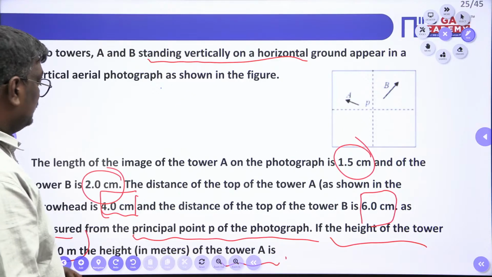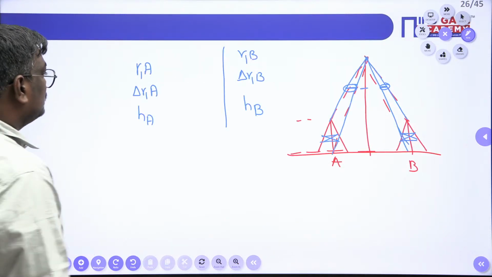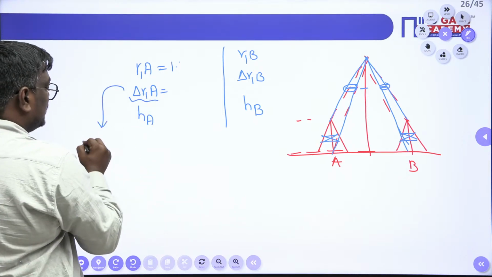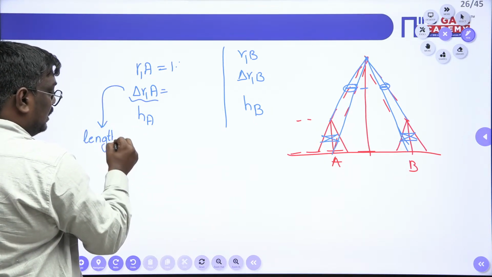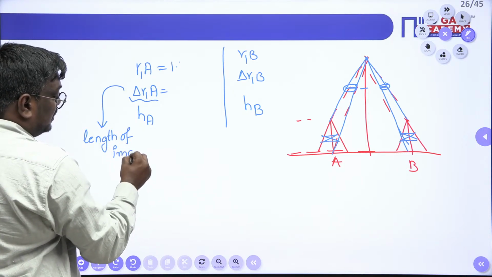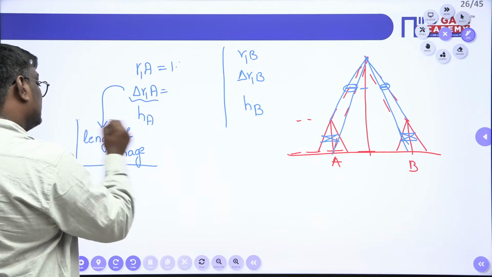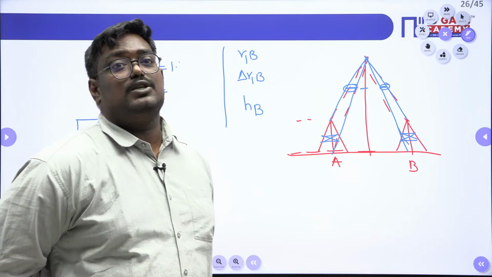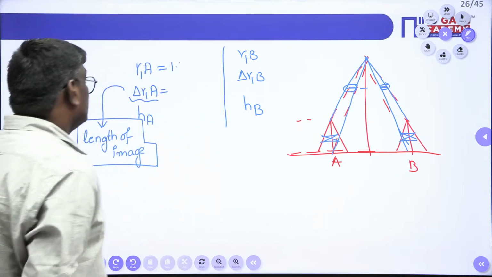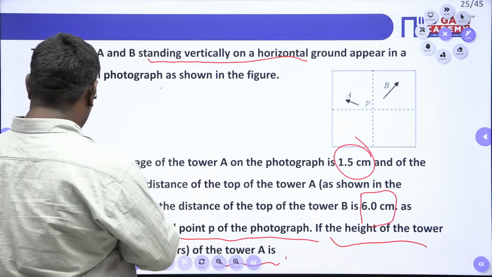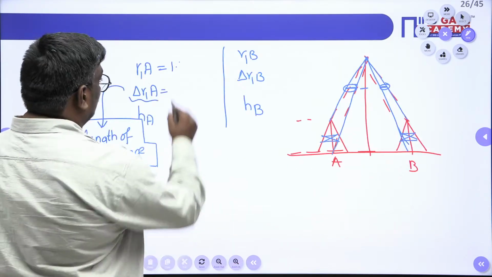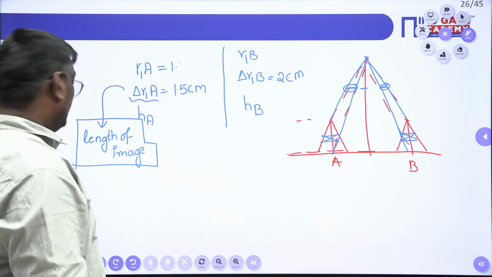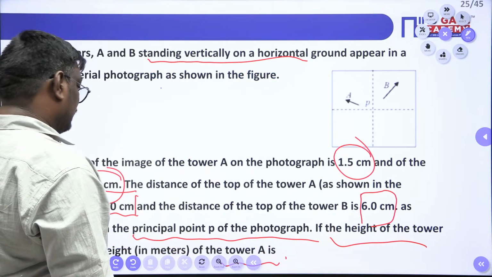So here, the length of the image of the tower A is 1.5 centimeters. Length of the image is very important. Relief displacement will tell you about the length of the image. Instead of relief displacement, he has told the length of image. Length of image is nothing but the relief displacement, because I have told you clearly the application of relief displacement is to find the length of the image. So the length of the image, delta R1A, is 1.5 centimeters, and this one is equal to 2 centimeters. Now the height of the tower B is 80 meters.